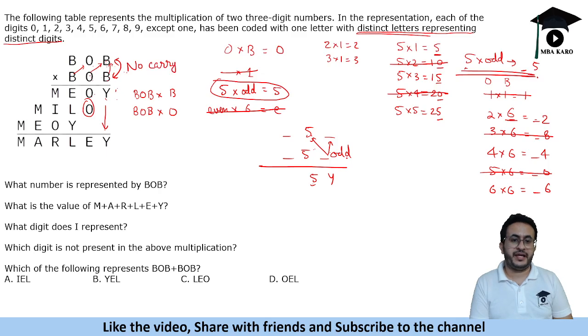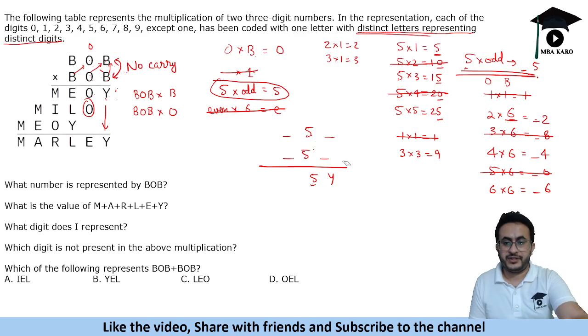Okay, this should not give any carry, because then B into O will be 5. Now, what odd number cannot give any carry? 1 into 1 gives us 1, but we have ruled out the possibility of B being 1. Then we can have 3 into 3 is 9, that does not give any carry, and Y is different, so that satisfies. Now if you take more than 3, then it will give a carry. So from this logic we figure out that the number is 353 into 353.